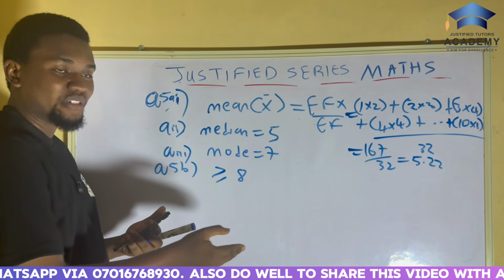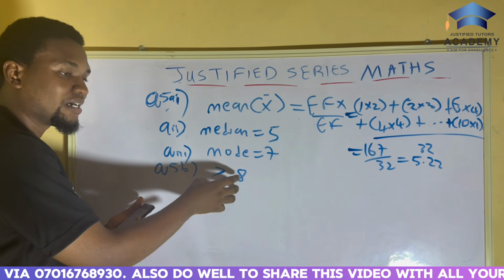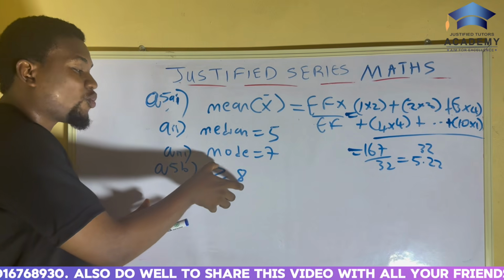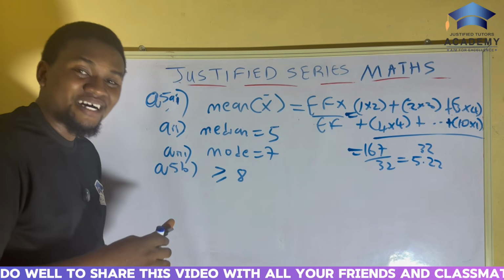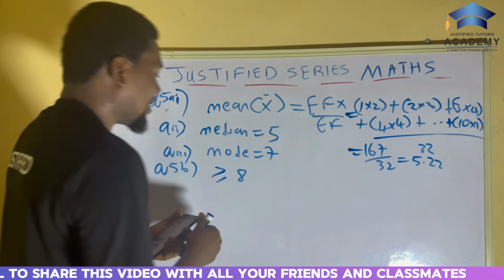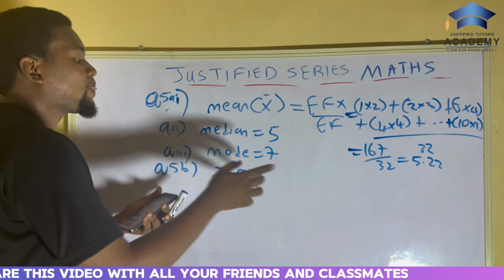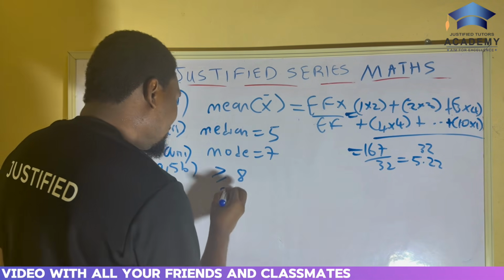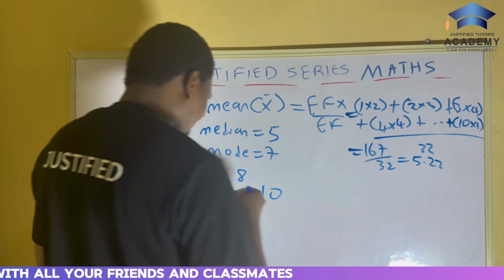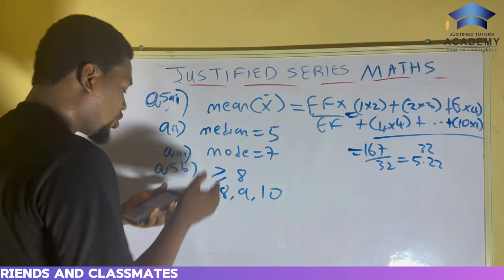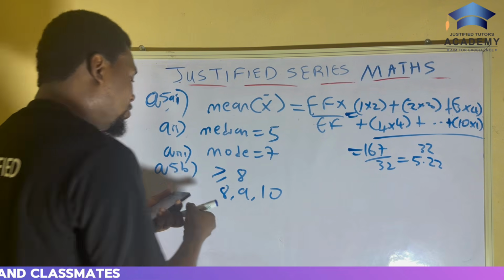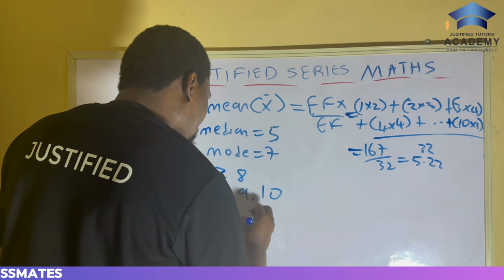Greater than or equal to. That means it's not less than 8. So it is equal to 8, but also greater than 8. That's what we mean by at least 8 marks. So now, which of the students scored at least 8 marks? 8, 9, 10. That's what they mean, greater than or equal to 8. And then how many students do we have there? We have 3, 2, 1.